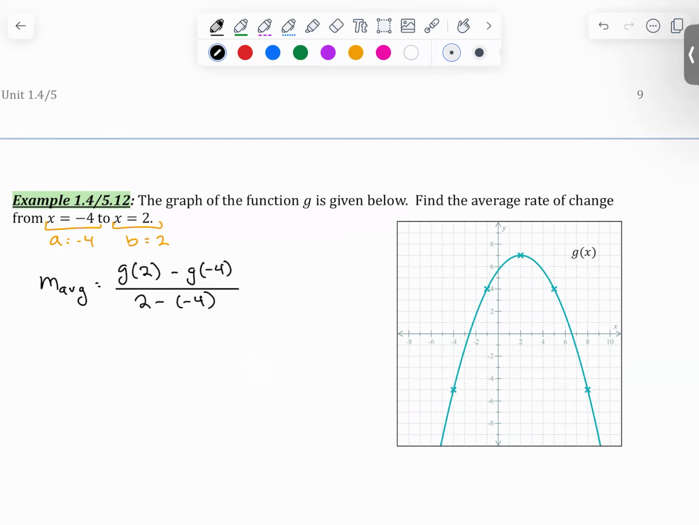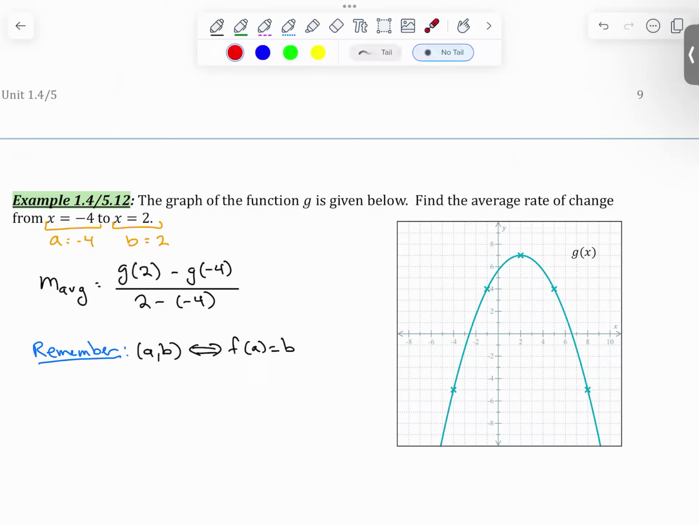And you might be thinking, Phil, I don't have a function to plug in those values. I don't know what g is, so I can't plug it in. Yes, you can. If you remember Phil's theorem from last week, and I'm going to use shorthand here: the point a comma b is on the graph of a function if and only if f of a is equal to b. So the b value is your function value. Whatever your y coordinate is, that's your function value.